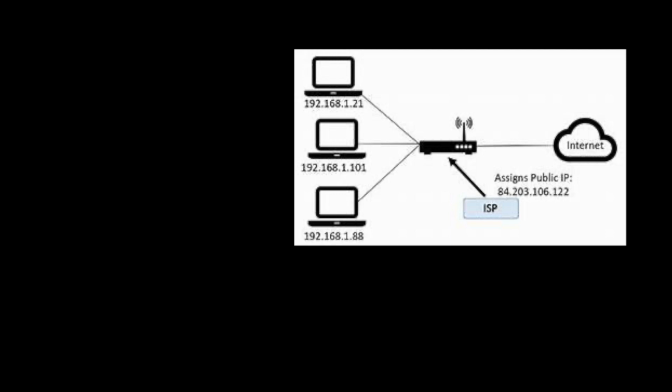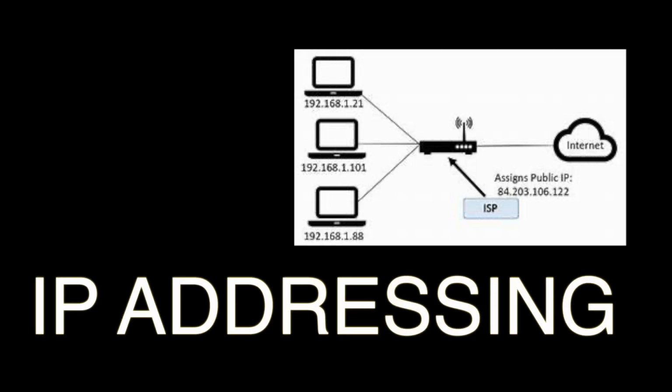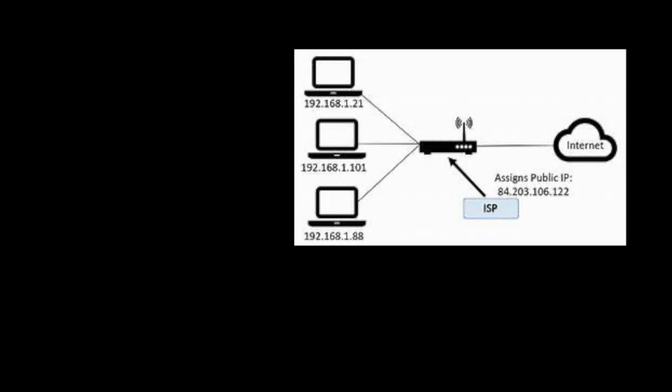An IP address, or Internet Protocol address, is a series of numbers that identify any device on a network. Computers use IP addresses to communicate with each other, both over the Internet as well as other networks.